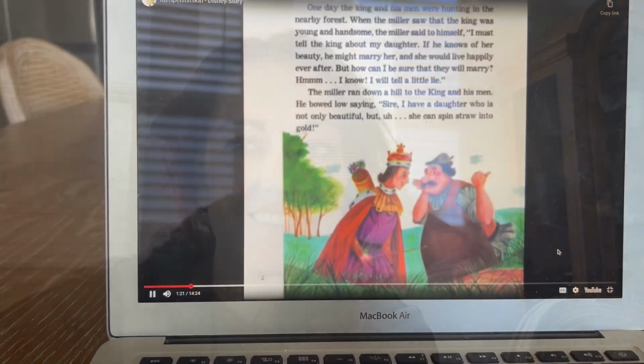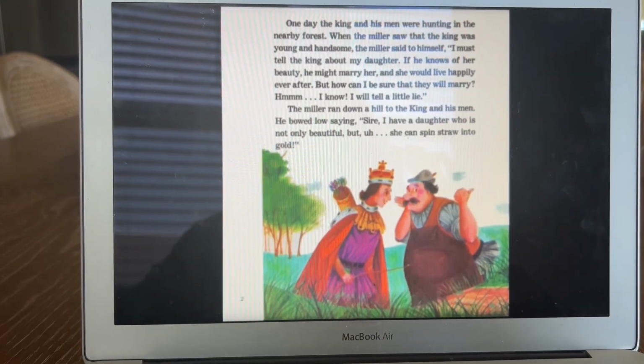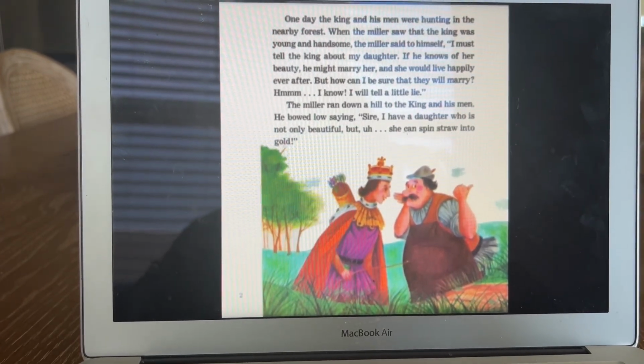I have a daughter who is not only beautiful, but she can spin straw into gold.